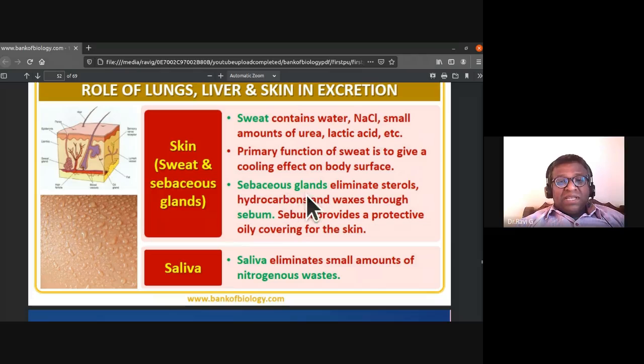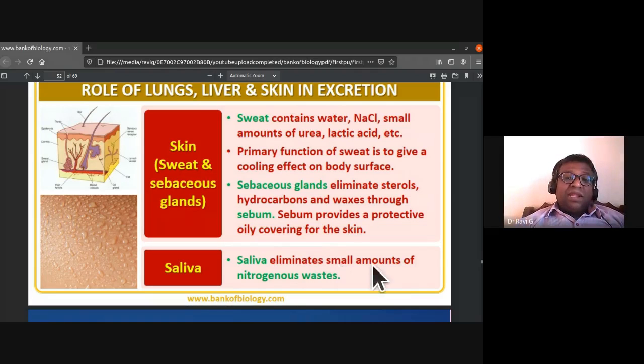The sebaceous glands eliminate sterols, hydrocarbons, and waxes through sebum. Sebum provides a protective oily covering for the skin. So that is the role of these sebaceous glands.